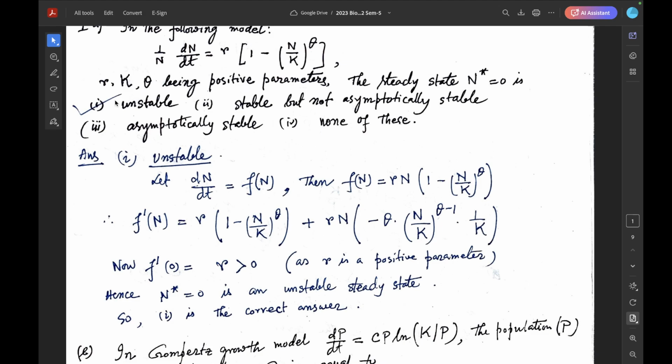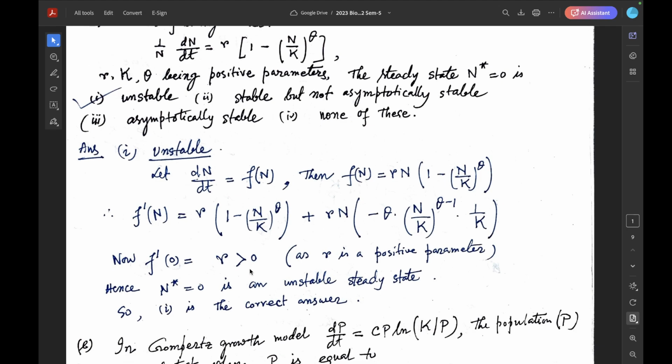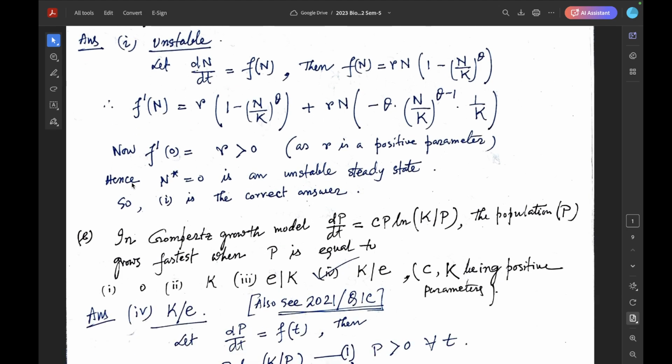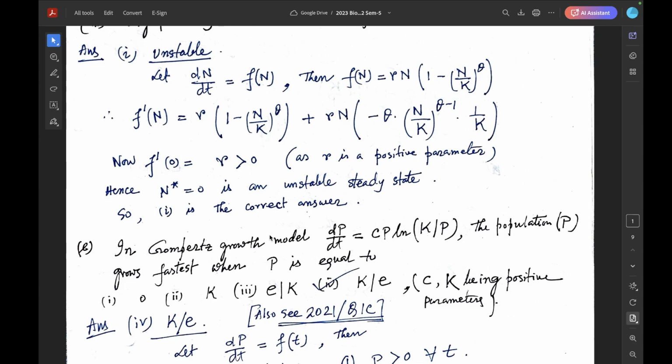And since it is given that r is a positive parameter, f dash 0 greater than 0. Hence, n star equal to 0 is an unstable steady state. So the option 1 is the correct answer.